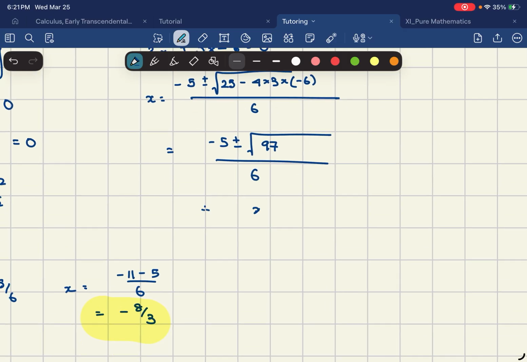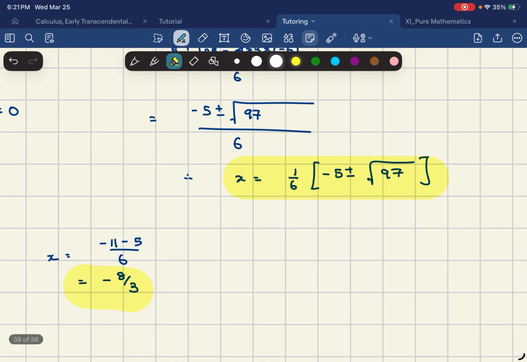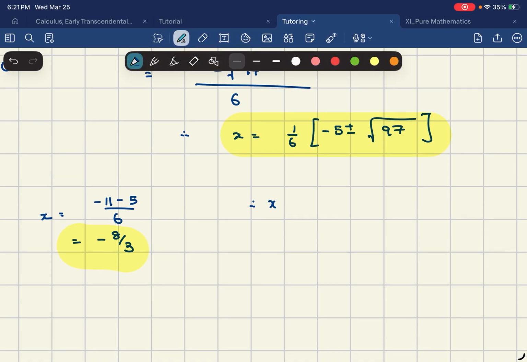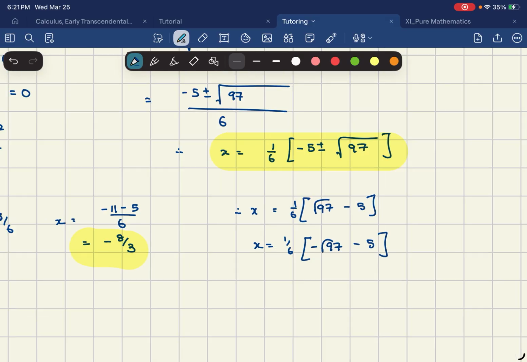So therefore, x is equal to, you can write it like this: minus 5 plus or minus the square root of 97, all over 6. And that is it. It would be very hectic to simplify this, so you can just leave your answer like this. One alternate way to represent it, if you want to write it as two separate answers, is x equals 1 over 6 times the square root of 97 minus 5, and x equals 1 over 6 times negative square root of 97 minus 5. So that is one way to write it, but pretty much it.